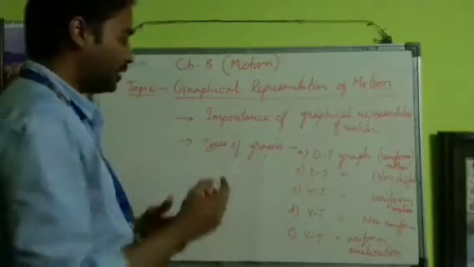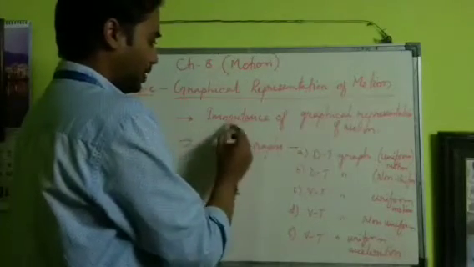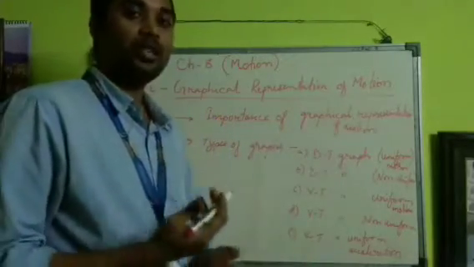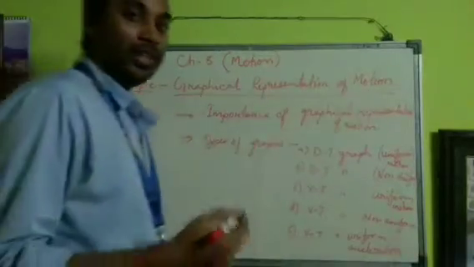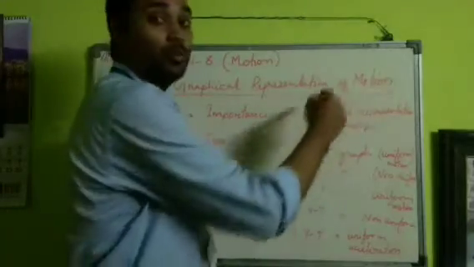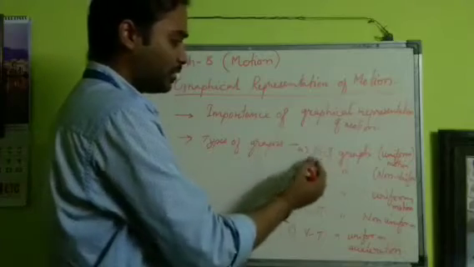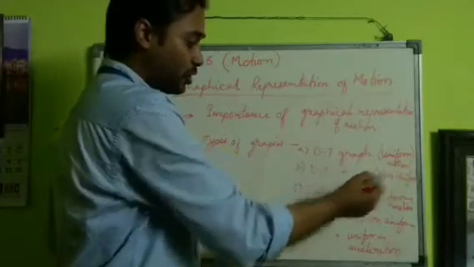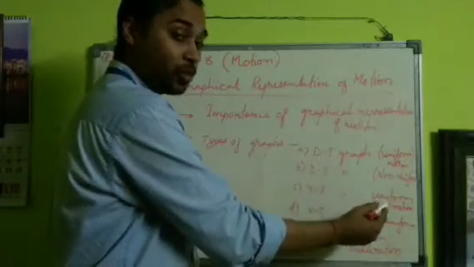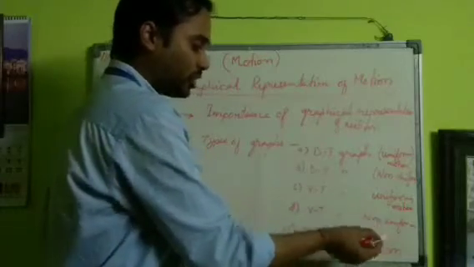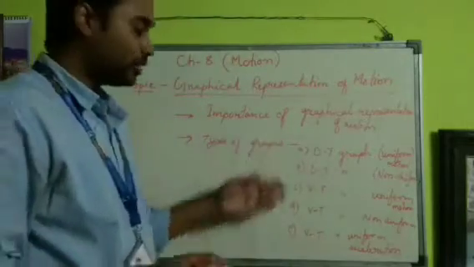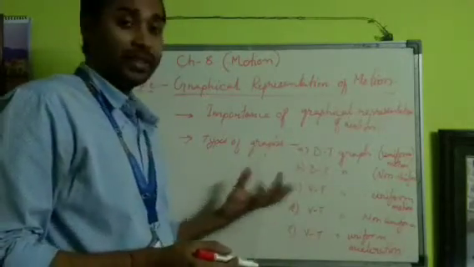Mainly we are going to discuss these two topics. First one is the importance of graphical representation of motion. So why graphical representation of motion is important, we are going to discuss that, and then we are also going to discuss different types of graphs related to different types of motion. Those different types of graphs include distance time graph for uniform motion, distance time graph for non-uniform motion, velocity time graph for uniform motion, velocity time graph for non-uniform motion, and finally velocity time graph for uniform acceleration. So we are going to discuss all these 5 types of graphs.